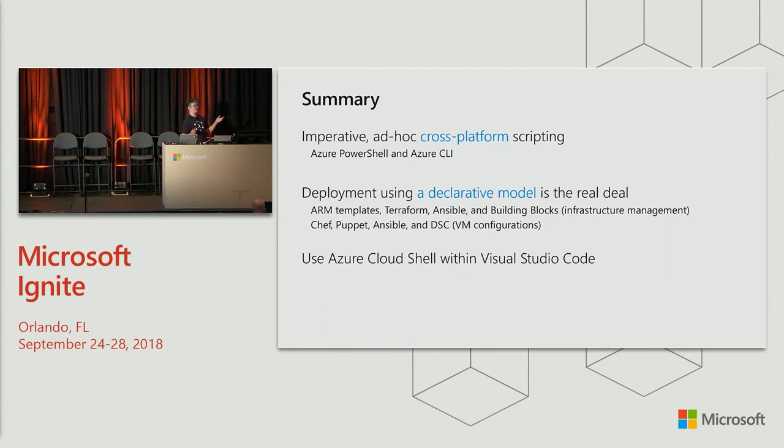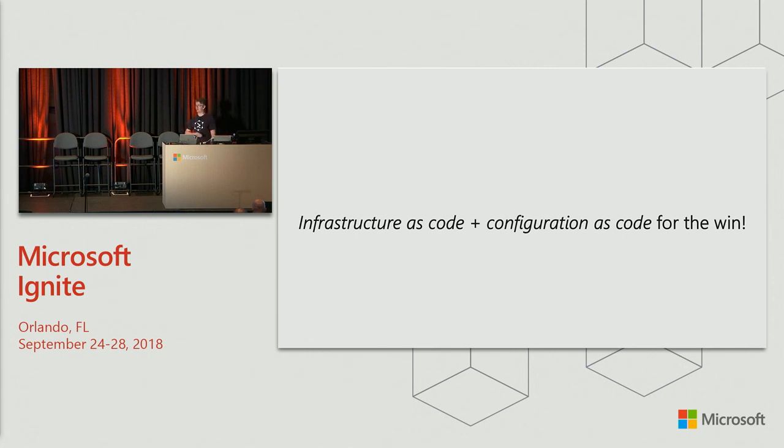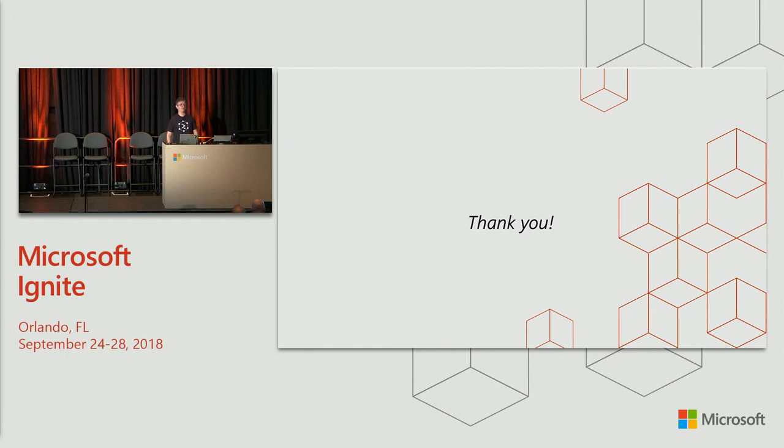For deploying using a declarative model, we have a couple of choices: ARM templates, Terraform, Ansible, building blocks for the whole infrastructure management. For VM configurations: Chef, Puppet, Ansible, DSC. Again, Azure Cloud Shell within Visual Studio Code is the best working environment on Windows 10 and others, or Mac or Linux. Really, this is just amazing. So infrastructure as code plus configuration as code for the win. That's the way you provision your infrastructure. Thank you very much for your attention.